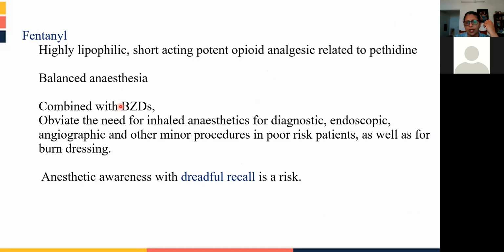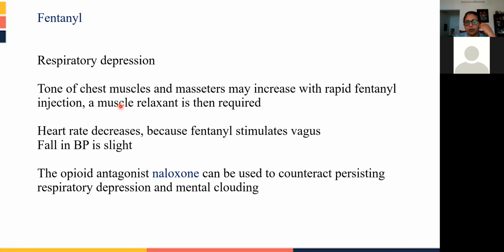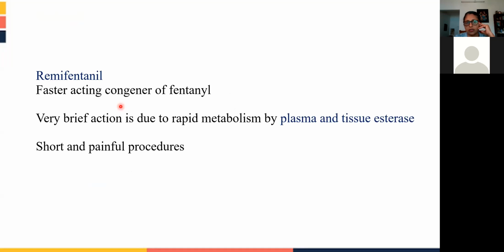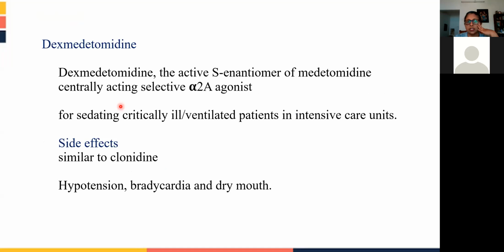Fentanyl is an opioid analgesic, but there will be dreadful recall, and it can cause respiratory depression. The antagonist is naloxone. Remifentanil, another congener of fentanyl, has a very brief action because of rapid metabolism by plasma and tissue esterases. Dexmedetomidine is like clonidine, a selective alpha-2 agonistic drug, and like clonidine it can cause side effects.